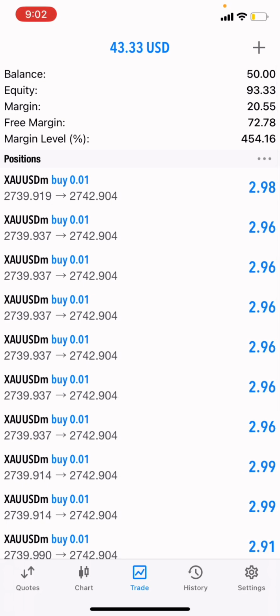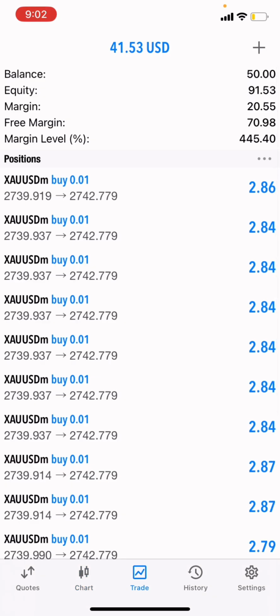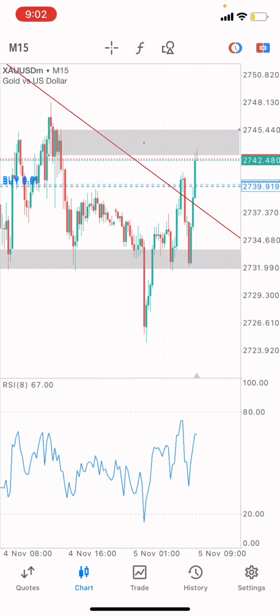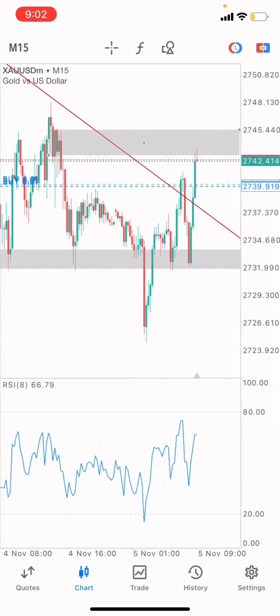Guys, so we are almost at double this. We even doubled it, but it's coming down again. Let's still wait to see. It's still coming back, but let's still wait to see how it goes. I just want to double this and close it.